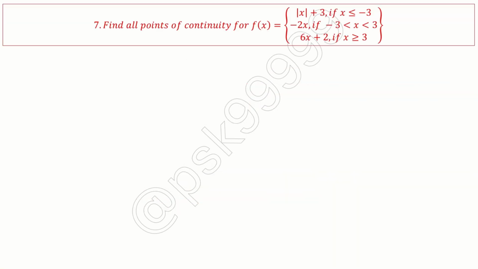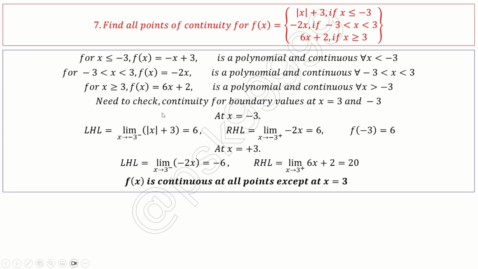Find all points of continuity for f of x, which is defined as absolute x plus 3 for x less than or equal to minus 3, minus 2x if it is between minus 3 and 3, and 6x plus 2 if it is greater than or equal to 3. If you see the definition individually, for x less than minus 3, f of x is nothing but minus x plus 3.